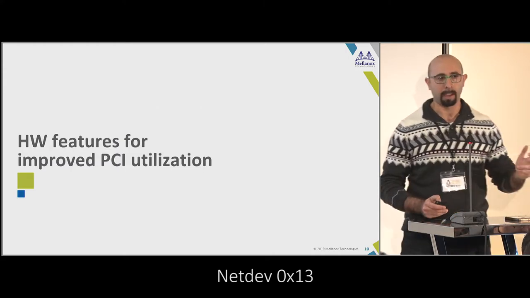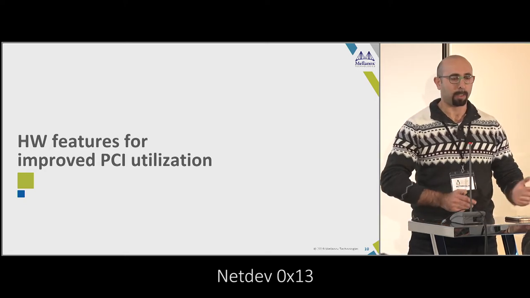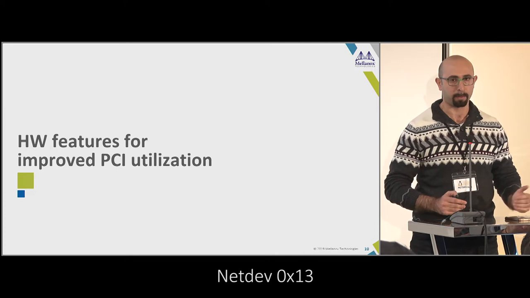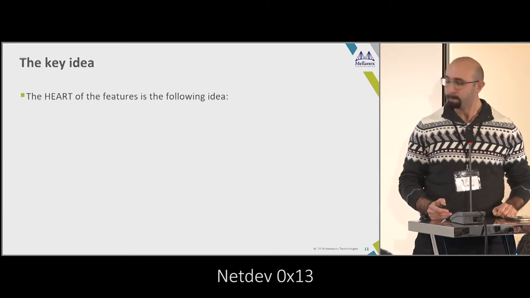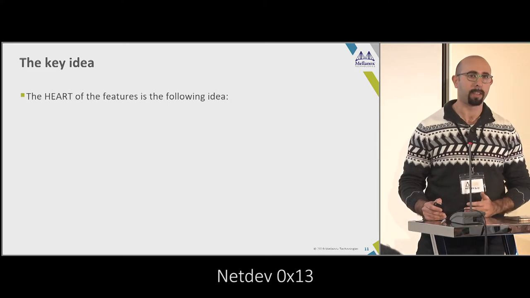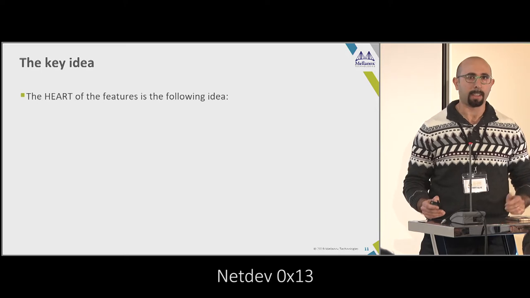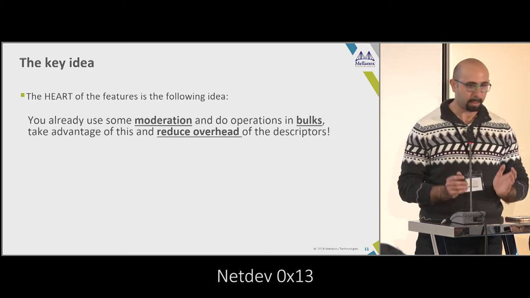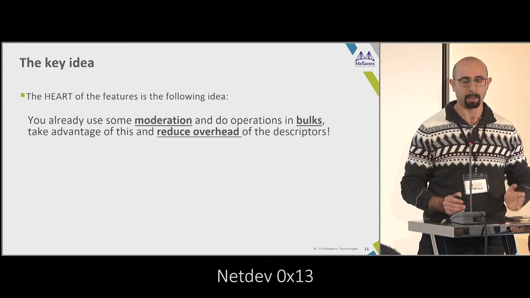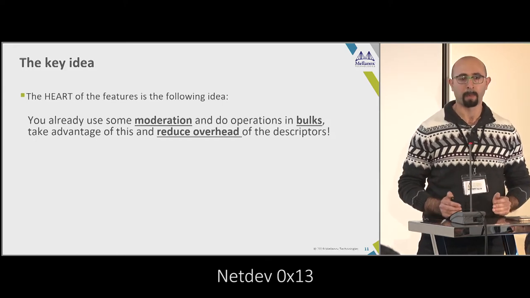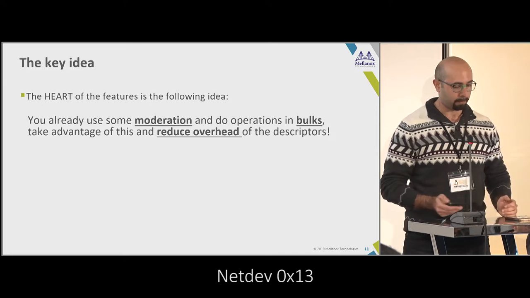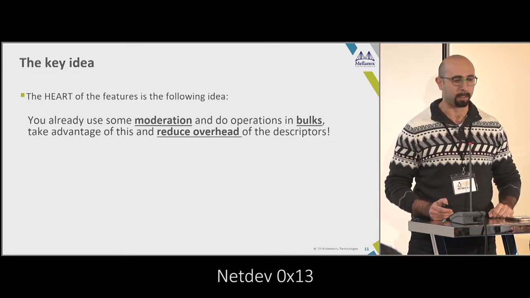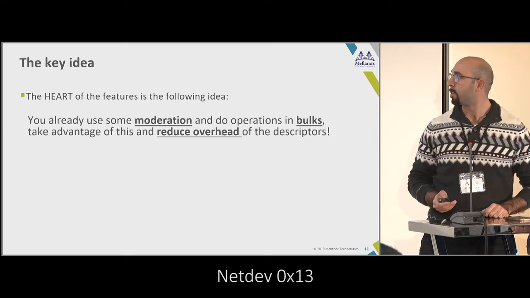To deal with that, we had to have new communication descriptors with the hardware. Software cannot do it by itself. It's a PCI transaction that both sides need to agree about. The heart of the hardware features that I'm going to review now, the heart idea of that is that you already use some moderation, you already do things in bulks, then take advantage of that and reduce the overhead. You will see this idea repeated in the features that I'm going to present.